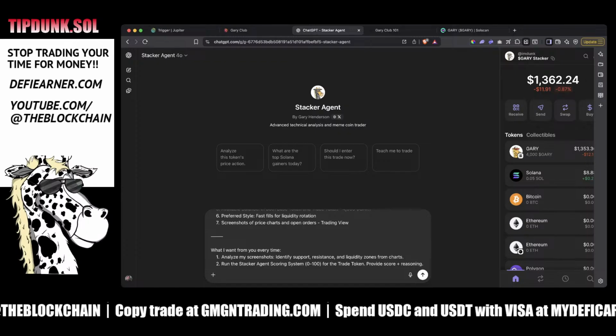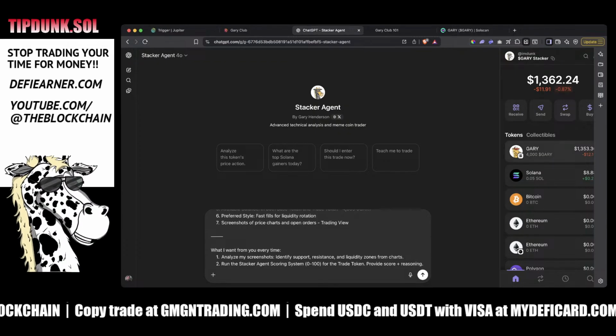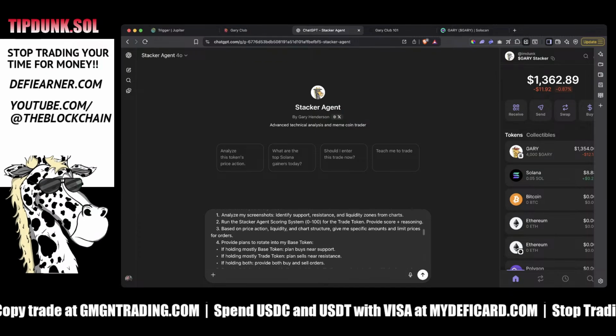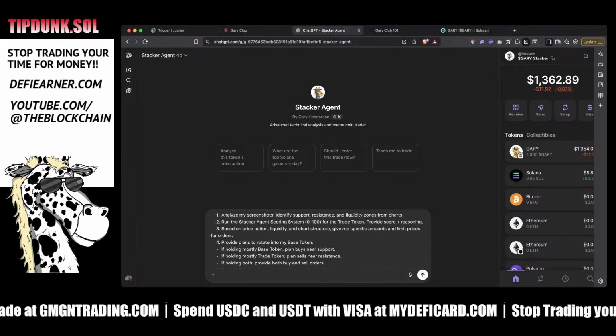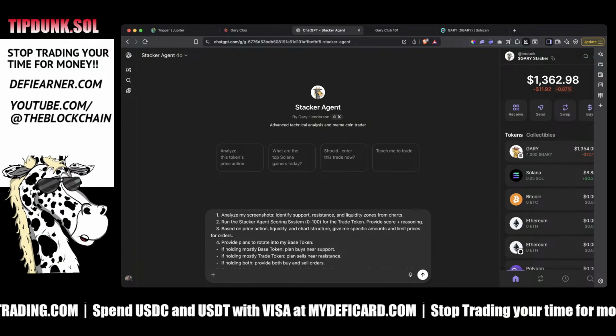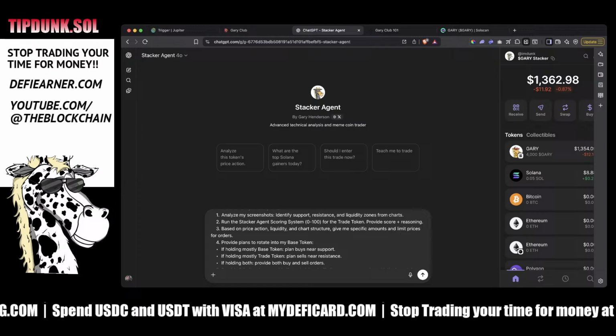So I always like to put screenshots in from TradingView, and I'm going to show you how to do that really easily. And then I just give it kind of an output. I want the score from Stacker GPT, which is really helpful. With Gary, it's kind of different because it's a sideways trading chart, and there's not a huge amount of liquidity, but there's a lot of opportunity here.